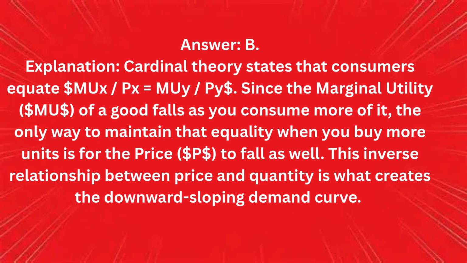Answer, B. Cardinal theory states that consumers equate MUX/PX equals MUY/PY. Since the marginal utility, MU, of a good falls as you consume more of it, the only way to maintain that equality when you buy more units is for the price, P, to fall as well. This inverse relationship between price and quantity is what creates the downward sloping demand curve.